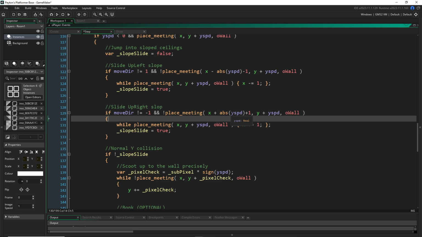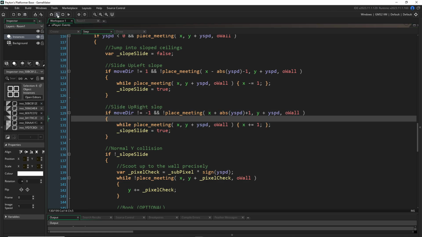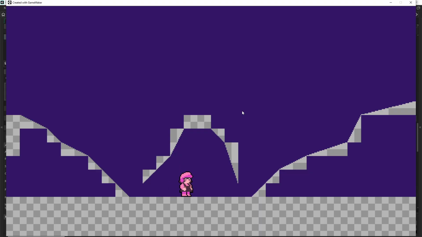So yeah, and obviously why we did this. We're checking for the Y speed because that's the speed that we're moving upwards. So we need to check if we can also move that same speed to the right in this case. So yeah, that should fix the problem. There we go. All fixed. And if I'm holding to the left, it won't do it.